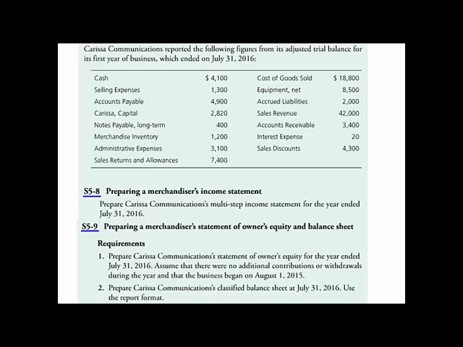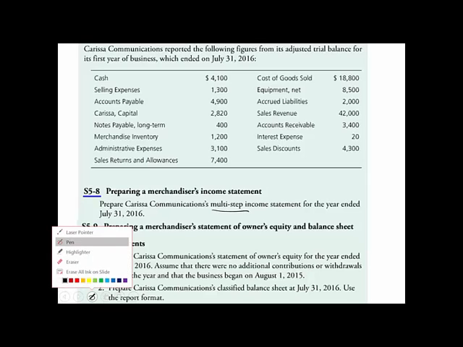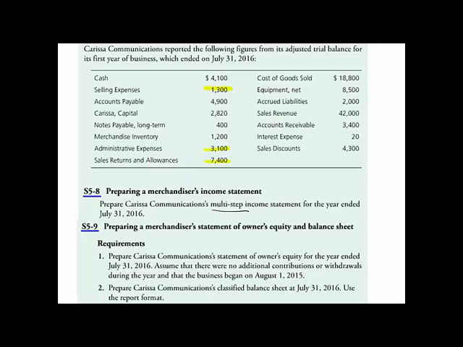So the last one here, there's a couple problems here. They want you to do an income statement using the multi-step, and then a statement of owner's equity and a balance sheet for here. So income statement things, let's make those yellow. So income statement will be my revenue and my expenses, right? So I've got selling expenses, I'll have administrative expenses, sales returns and allowances goes on there. Think of that as part of sales. Cost of goods sold, sales revenue, interest expense, and sales discounts. Those will all go on the income statement.